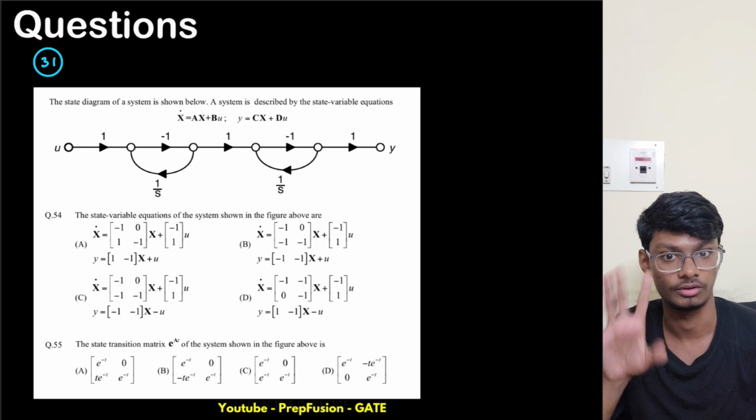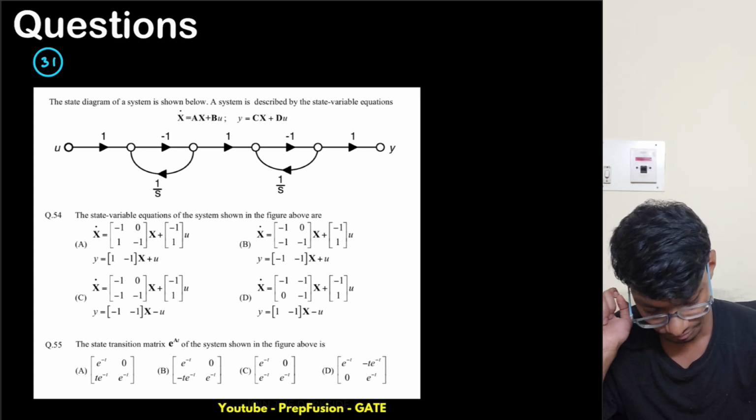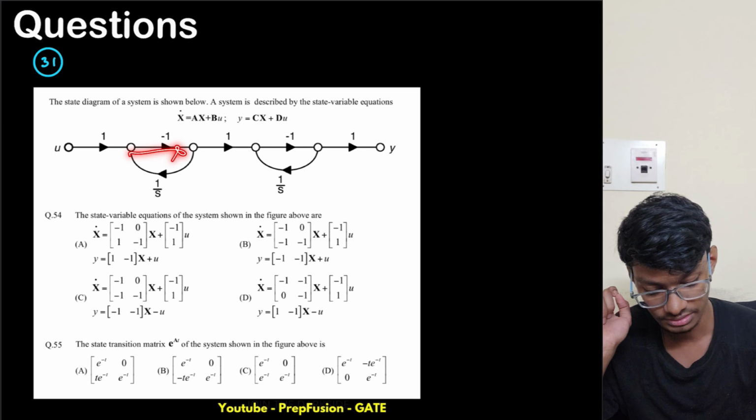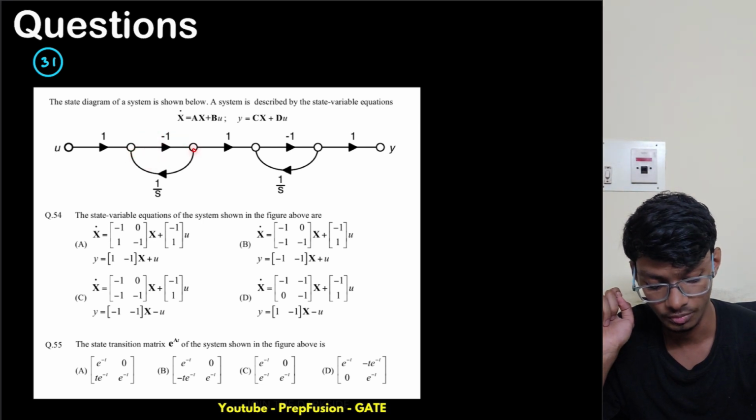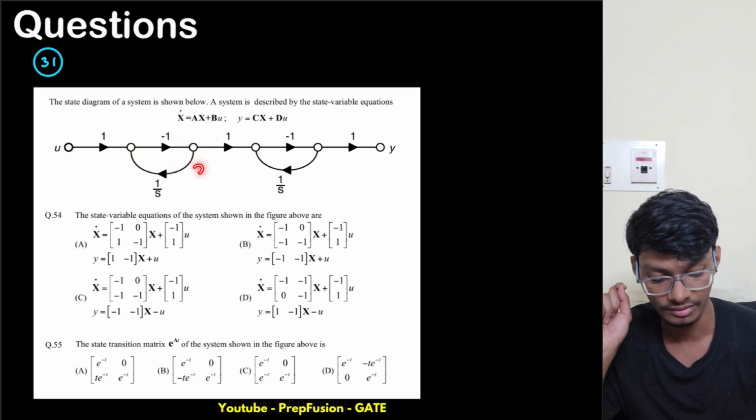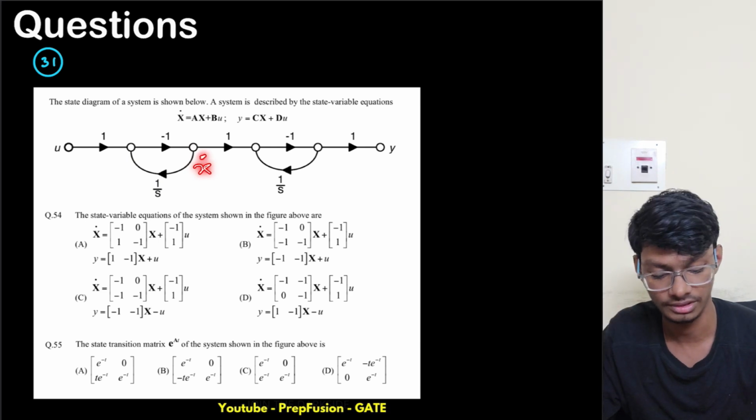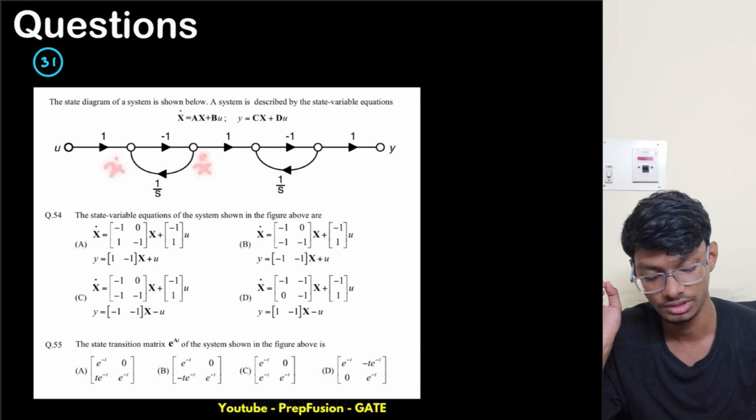That is one important point to note here, because this is not like the usual case, where 1 by s generally comes over here, but the loop is this flow. So here we will have x1 dot, and here we will have x, because we are integrating over it.